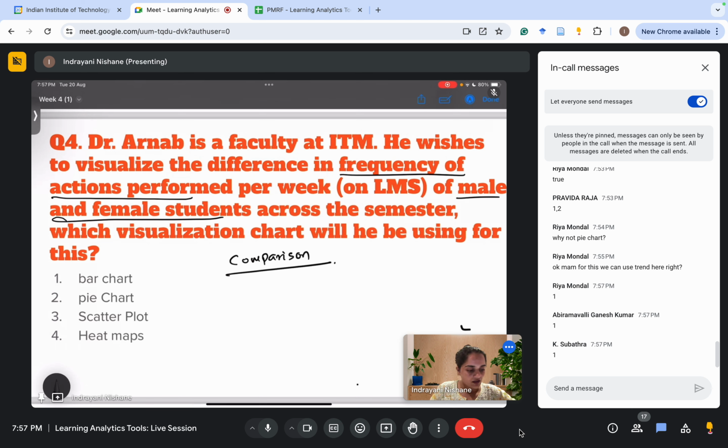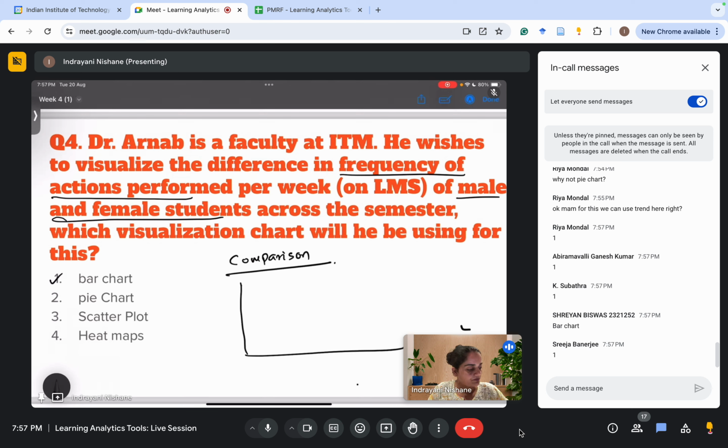Okay, I'm getting all correct answers in the chat box. So he wants to use the bar chart, the least complicated, easy to interpret visualization. Maybe like this. This is boys and this is girls. Something like this: number of actions performed in week 1, week 2 till week 12 of a semester, girls and boys. Either he can do simple or he can do stacked. But a bar chart will give better information.